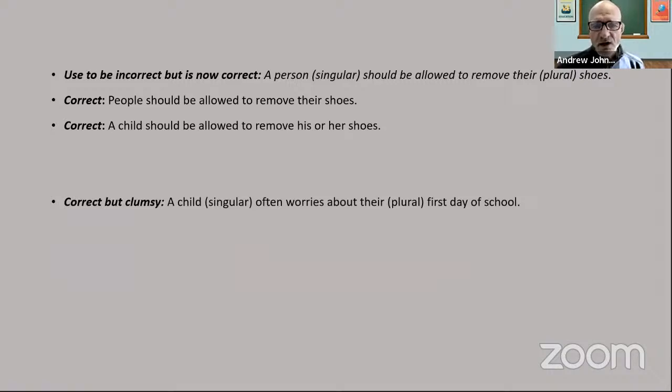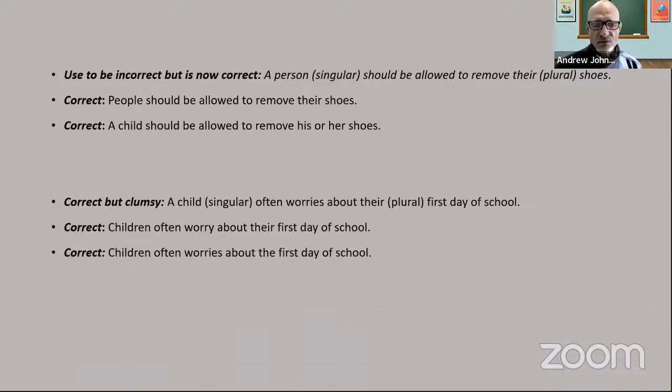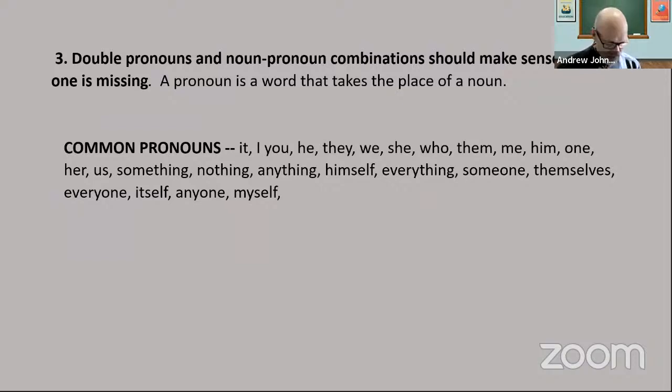A child often worries about their first day of school. That's correct, but clumsy. Children often worry about the first day of school. All right. Correct, but clumsy. Correct, correct. Stay consistent. All right.